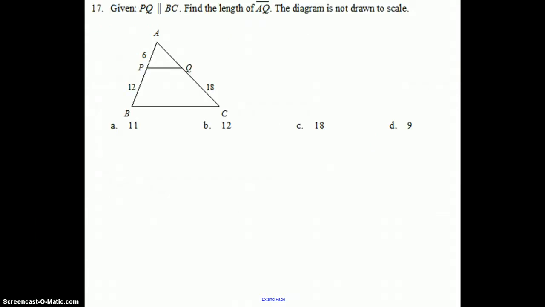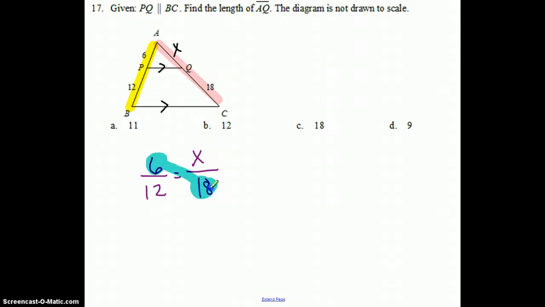Okay, number 17. You know that PQ and BC are parallel. They want us to find the length of AC, which is up here. I'm just going to make that X. So if I go to set this up, these are the problems that we did where I did the highlighting in one color here. So 6 and 12 are on one line. 6 matches up with X here. 12 matches up with 18 here.